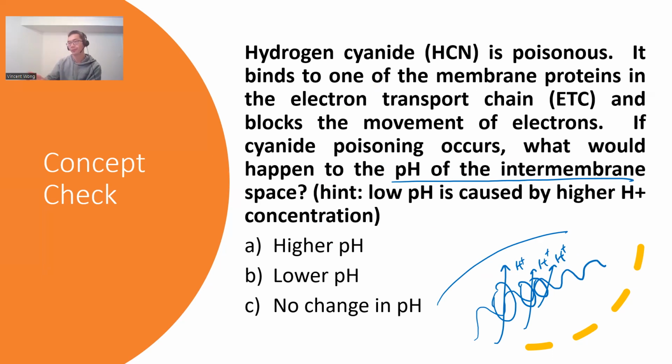But now the ETC is not working because of the cyanide. And so you will not be pumping H+. So you will have less H+. Here is a hint, it says low pH is caused by high H+. So because we have less H+ in the intermembrane space, that means it is going to be higher pH. Okay? Higher pH.